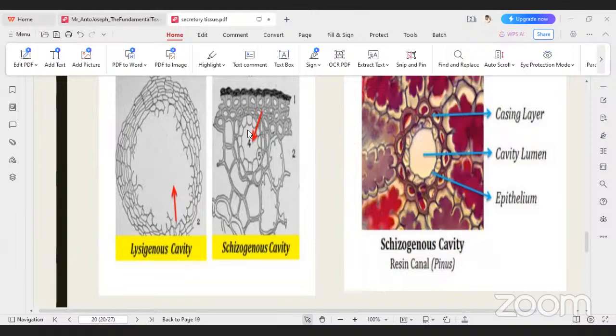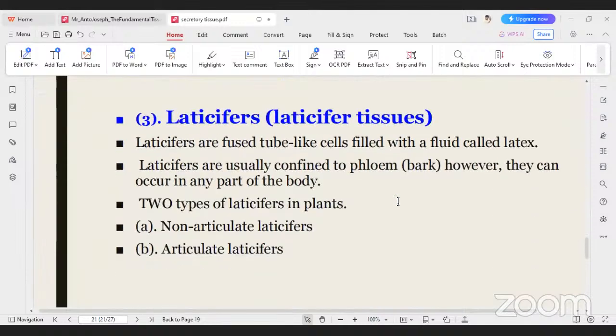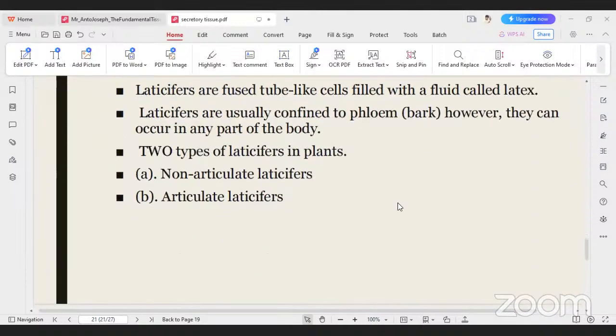Example, Pinus, resin canal. And laticiferous tissues. These look like tube-like cells filled with fluid called latex. Latex is a milky substance. Whenever you see latex, it is a milky substance.